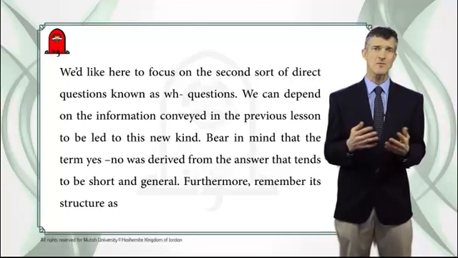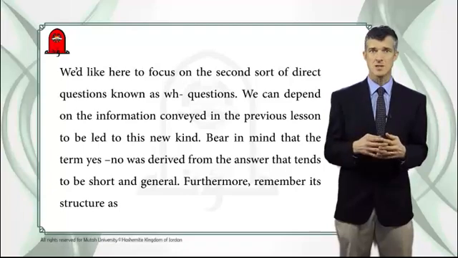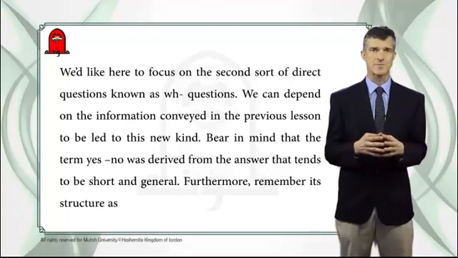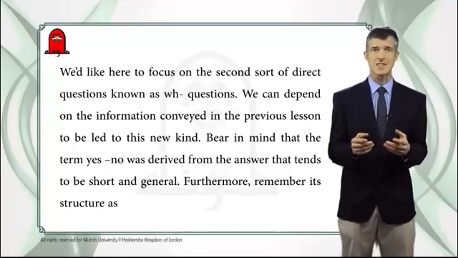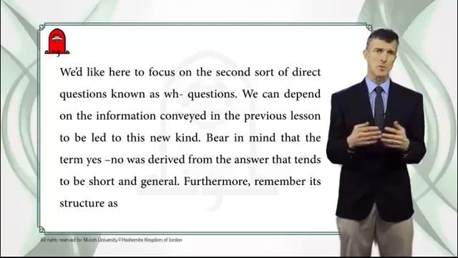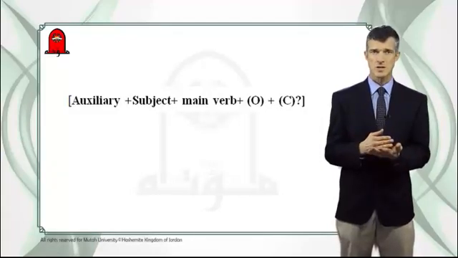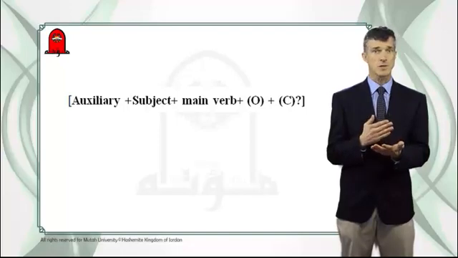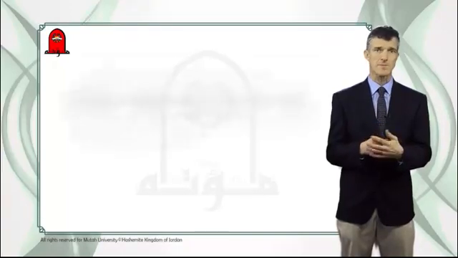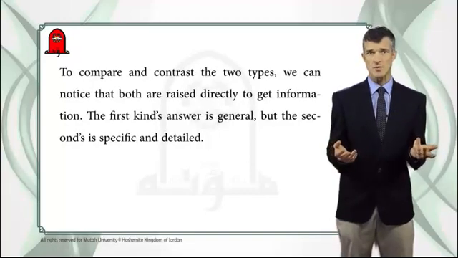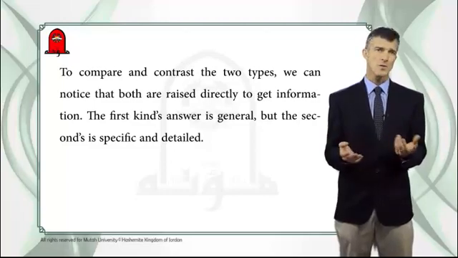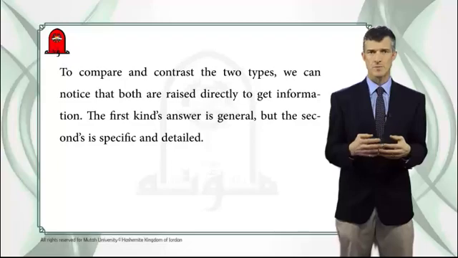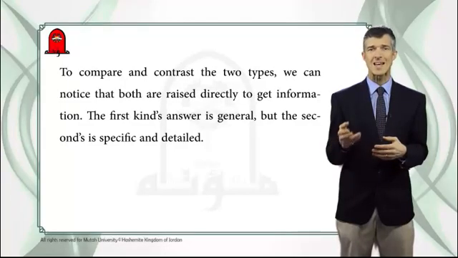We can depend on the information conveyed in the previous lesson to be led to this new kind. Bear in mind that the term yes-no was derived from the answer that tends to be short and general. Furthermore, remember its structure as auxiliary plus subject plus the main verb plus the object plus the complement. To compare and contrast the two types, we can notice that both are raised directly to get information. The first kind's answer is general, but the second's is specific and detailed.